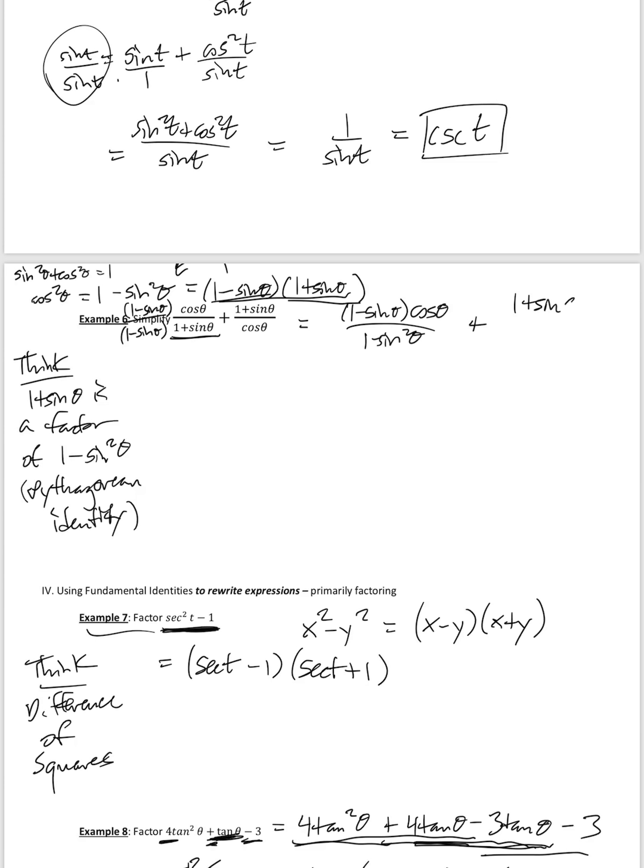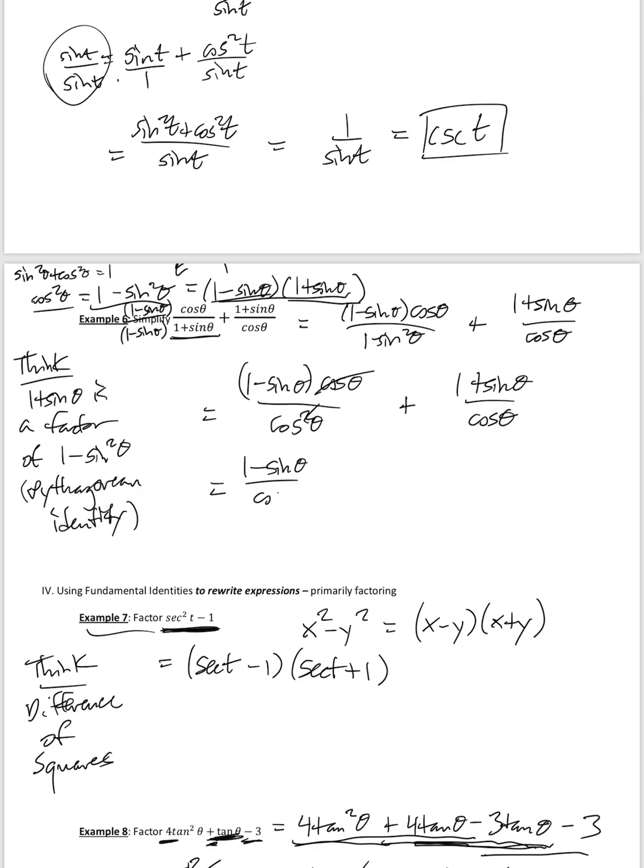plus the other term here, 1 plus sine theta over cosine theta. And now, 1 minus sine theta times cosine theta. I know in the denominator I have 1 minus sine squared theta. That is the Pythagorean identity. That will be the same as cosine squared theta. And I hope you'll notice that we can cancel a cosine there. 1 minus sine theta over cosine theta plus 1 plus sine theta over cosine theta.